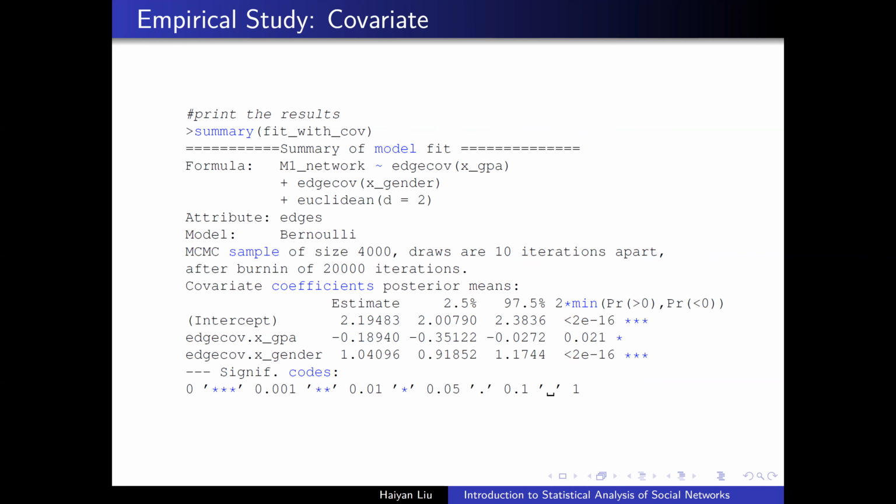This is the summary, what we print out of the Bayesian inference, the estimation obtained using the Bayesian method. So we have the intercept estimate, which is 2.19483, which is quite different from the previous one when there is no covariate included in the analysis. Now, the coefficient of SGPA is negative 0.2 or so, and the coefficient of SGender is 1.